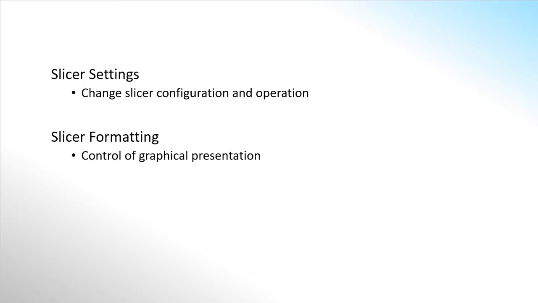Slicer settings allow you to change the way a slice is configured and how it operates, while slicer formatting options give you control of how the slice is graphically presented, controlling things like its title, member, elements, and border. This is covered in a separate video.